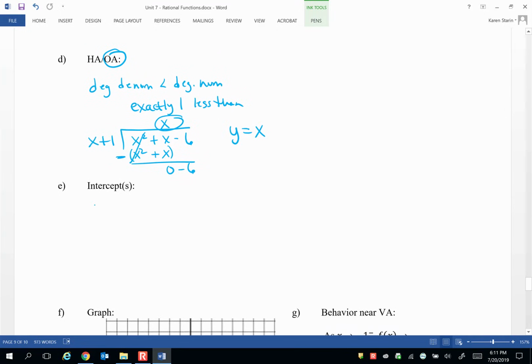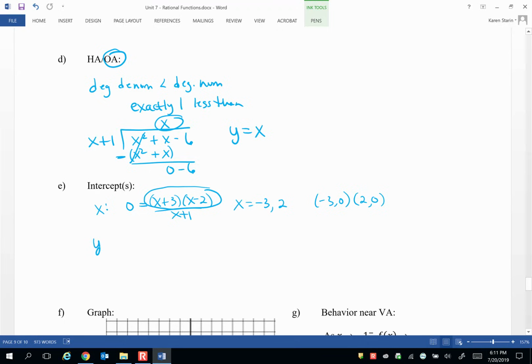Let's move on to intercepts. So to find the x-intercept, we plug in y equals 0. So we'll have 0 equals x squared, I'm going to write it in its factored form, x plus 3 times x minus 2 over x plus 1. We just have to look at the numerator though. So we can read the zeros of the numerator when it's already factored. So we'll have x equals negative 3 and positive 2. So we have the coordinates negative 3, 0 as an intercept and 2, 0.